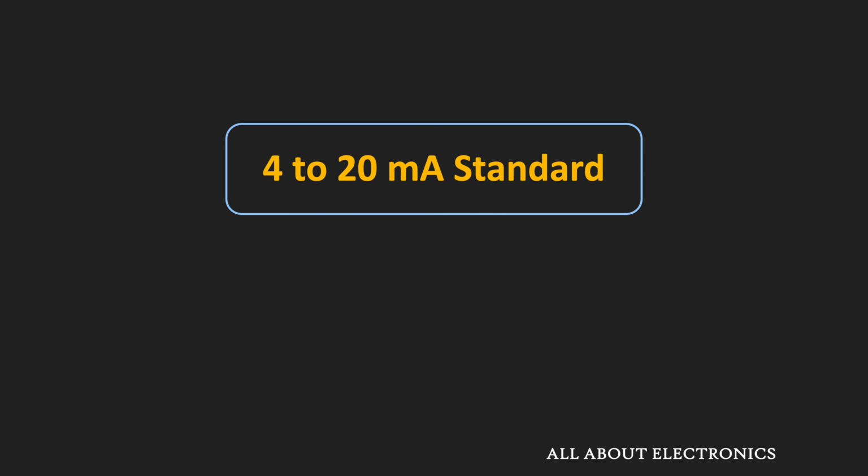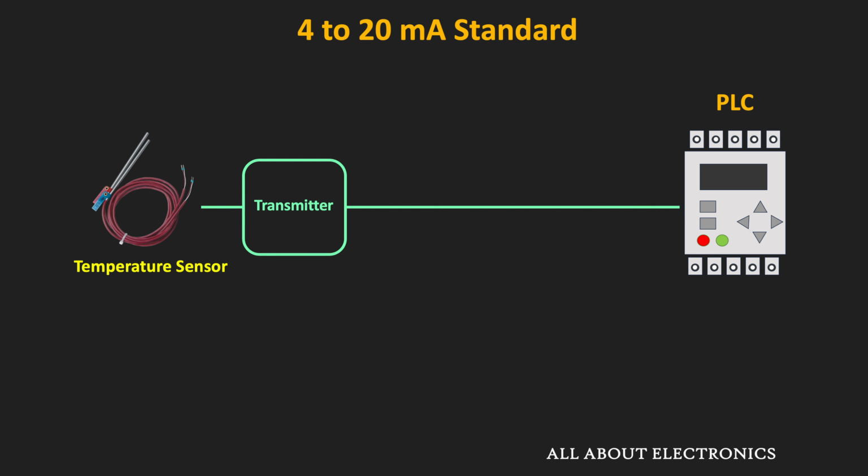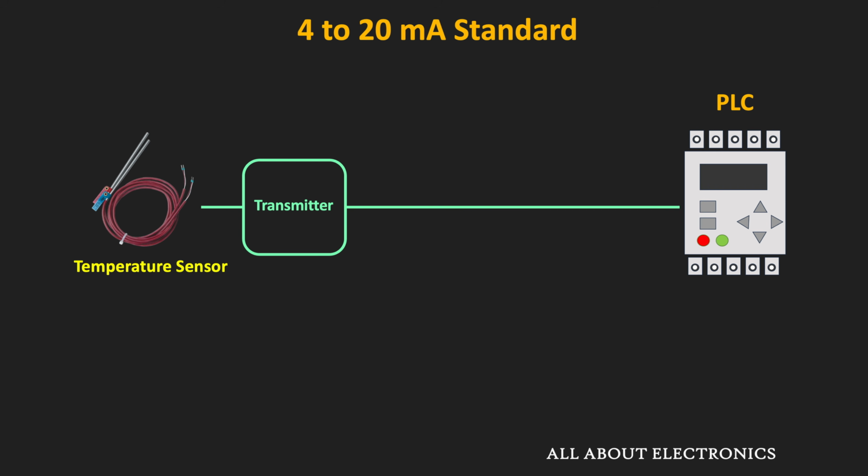So in this video, we will learn about the 4 to 20 milliampere standard and we will see why it is the preferred standard in the industrial environment. This 4 to 20 milliampere standard is the analog signal transmission standard used in industrial automation and process control to transmit the field information from the sensors to the control system like the PLC. This information is transmitted in the form of current. So let us understand why it is preferred over the other techniques of transmission.